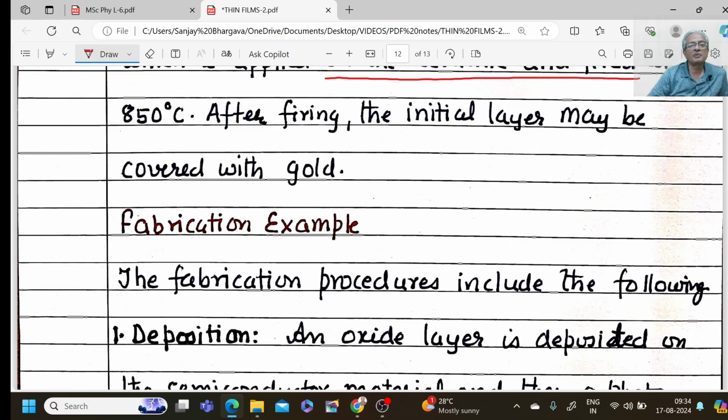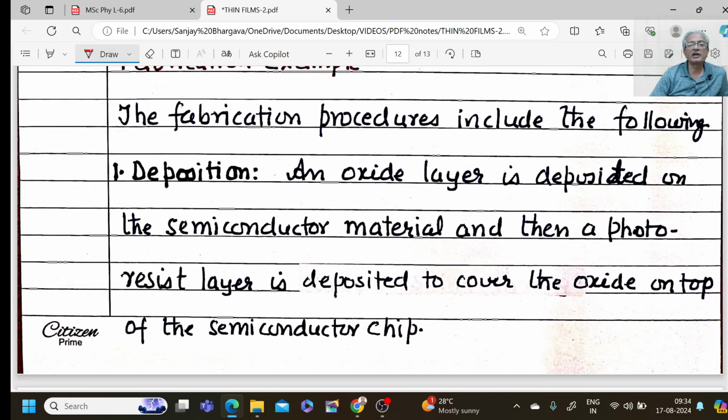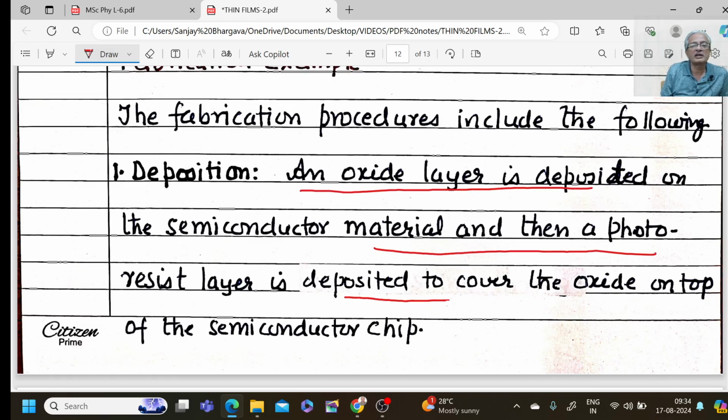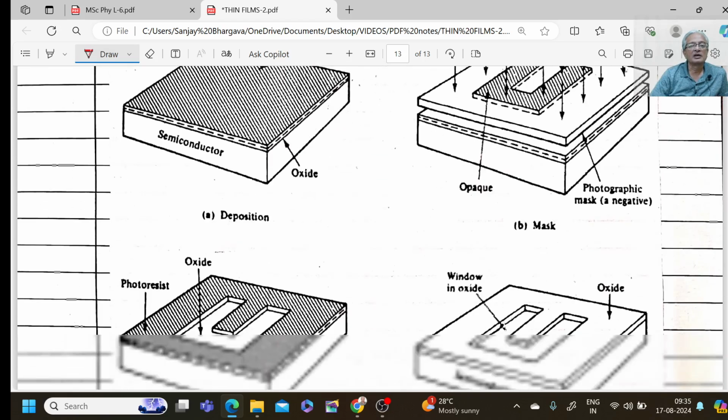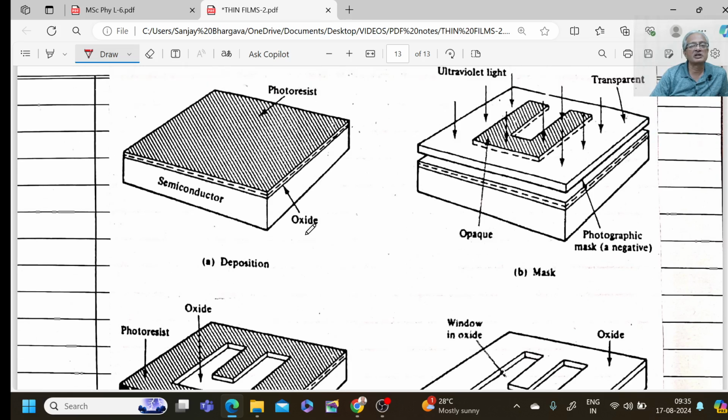Now let us pick up a fabrication example. The fabrication processes include the following. First part, deposition. An oxide layer is deposited on the semiconductor material and then a photoresist layer is deposited to cover the oxide on the top of the semiconductor chip. So in this figure also, the first part is deposition.